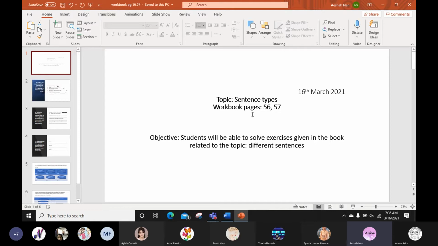Statement is a type of sentence that gives us information and it ends with which mark? Full stop. And next is question. Whenever we ask something, that is a question and it ends with a question mark. Then comes exclamation, those sentences where your strong feelings or emotions are expressed. And it ends with which mark? Exclamation mark.